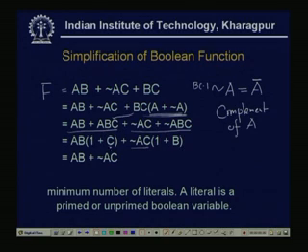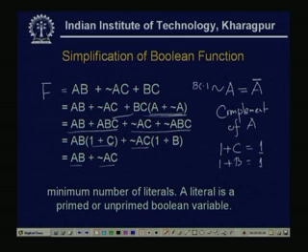Now, we know 1 plus c is nothing but 1, we have already seen from our postulate, and similarly 1 plus b is nothing but 1. So, this is a b plus a bar c. See, there are three terms here, a b, a bar c, b c, and that now becomes a b plus a bar c. There is no b c term, as if b c is redundant in the expression. So, this becomes a b plus a bar c. And this is the minimum number of literals.